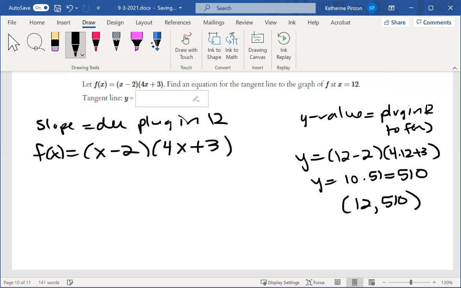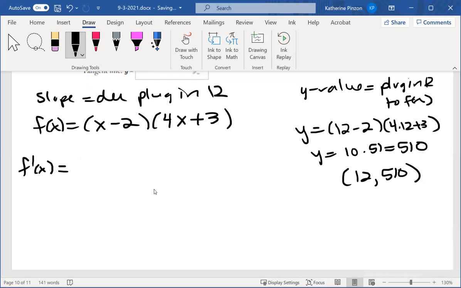Okay, I can do the derivative two ways. I can multiply it out and take the derivative of each piece, or I can use the product rule. Either way is fine. Doesn't matter, whichever you think you're better at. I'm just going to do the product rule because I don't want to do any multiplying.